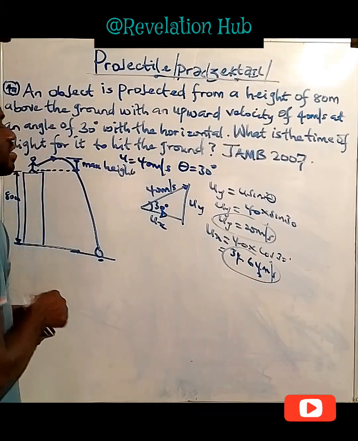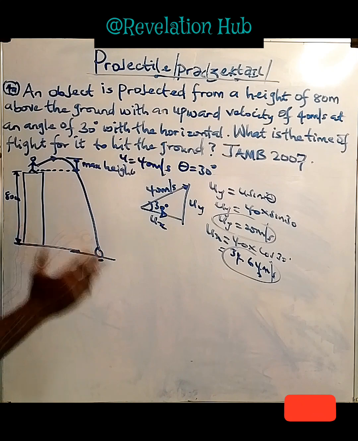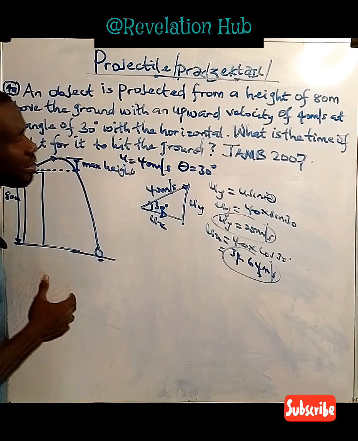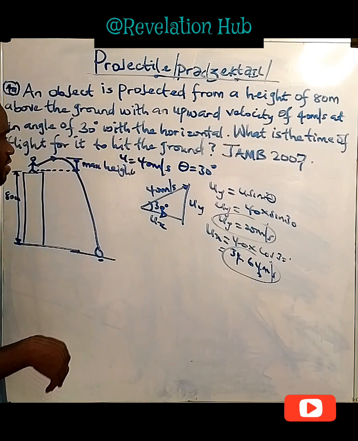34.64 meter per second. That's that. So we know what this is, so we can do something. Don't forget that they want us to get the time it takes to complete this whole flight. So we can do this.